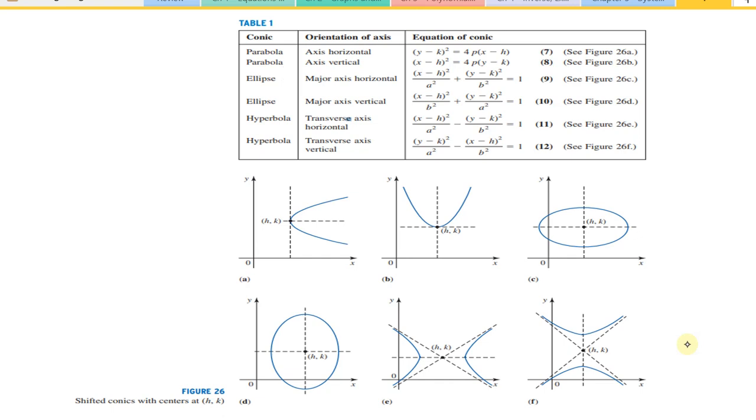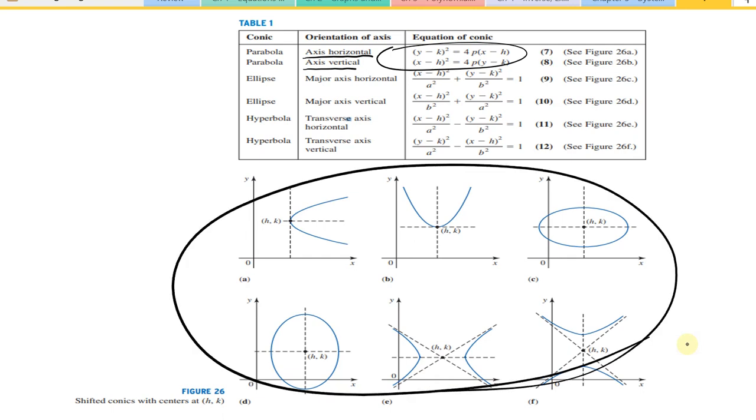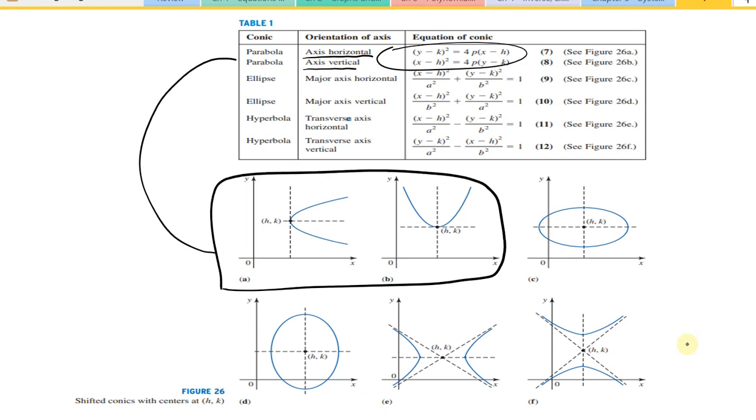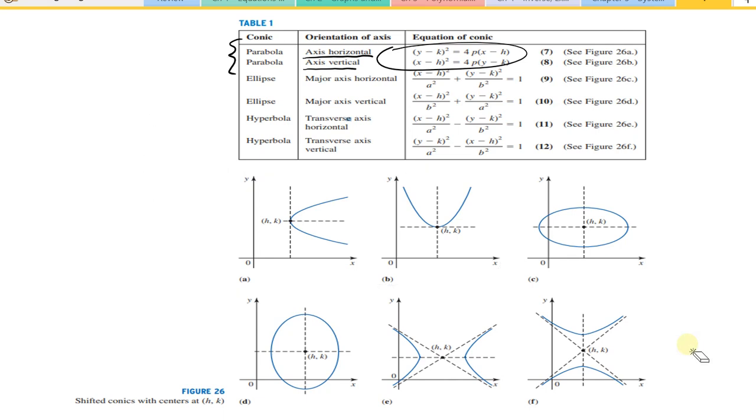So for the parabola, we have either axis of symmetry, horizontal or vertical. And these are the equations for them. And you can see the graphs of these in figure 26, parts A and B. So these two show the possibilities for the parabola. So that's what the parabola will look like. Again, we covered parabola in a previous section. I believe it was section 6.1.